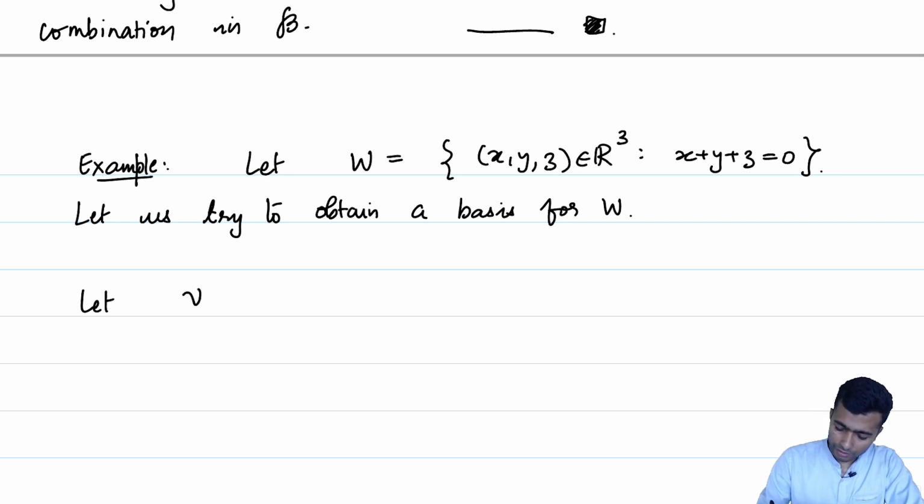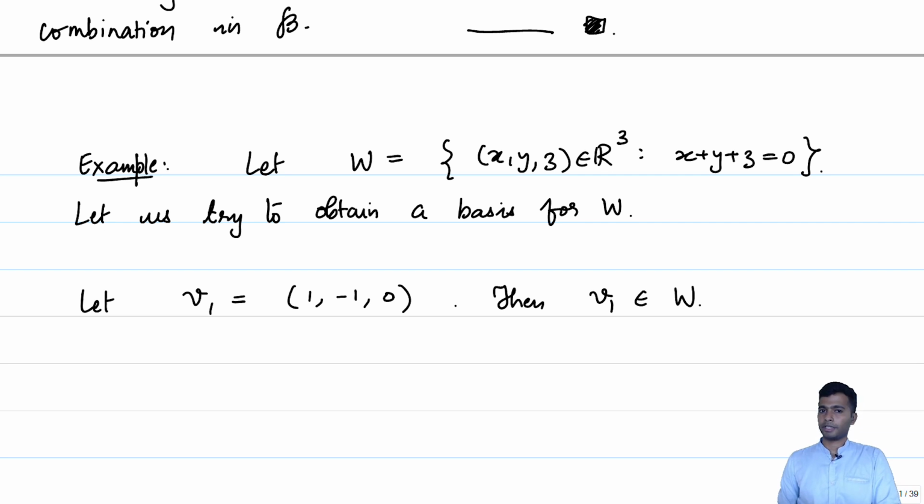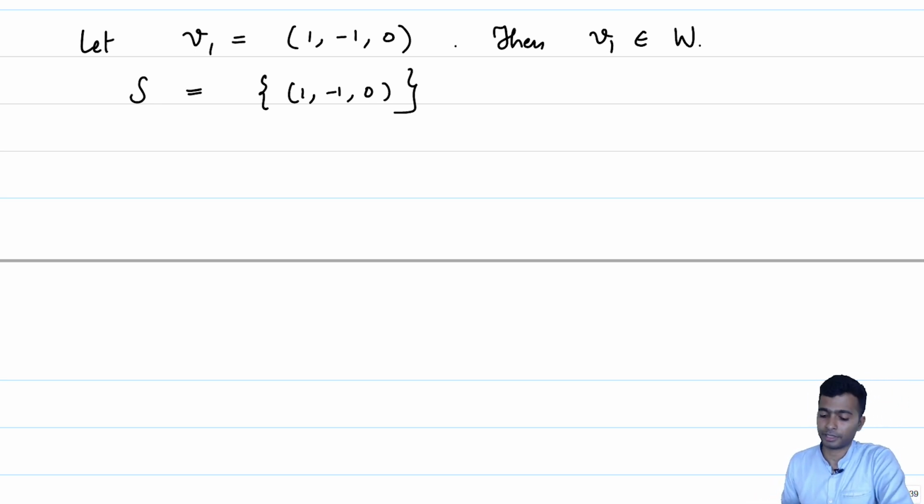Let us start with V1 to be the vector 1, minus 1, 0, right. 1 minus 1 is 0 and then adding 0 will give you back 0. Then V1 belongs to our W, it is an element in our subspace W of R3. Okay, so is it a basis? So, if you just consider the set consisting of 1, minus 1, 0, let me not call it B because we do not know what it is. Let us call it S, this particular vector.